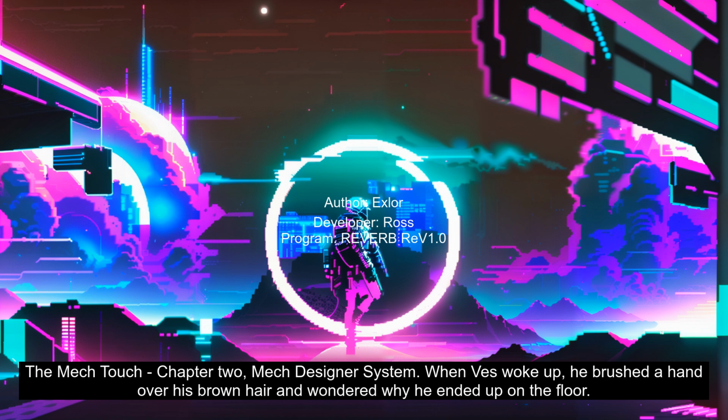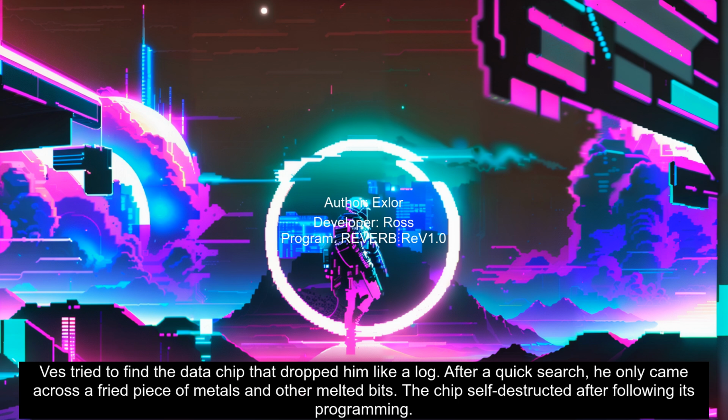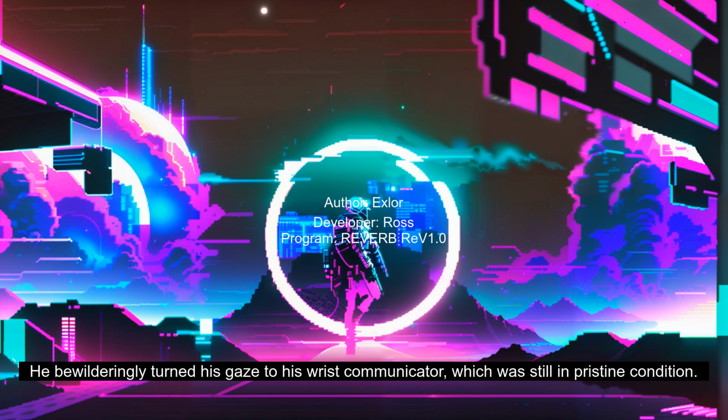Mech Designer System. When Wes woke up, he brushed a hand over his brown hair and wondered why he ended up on the floor. It was the data chip. Wes tried to find the data chip that dropped him like a log. After a quick search, he only came across a fried piece of metal and other melted bits. The chip self-destructed after following its programming.